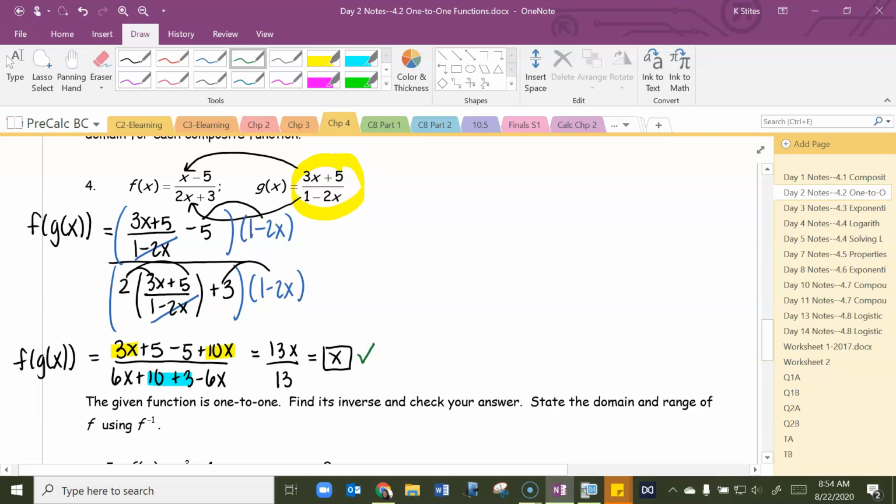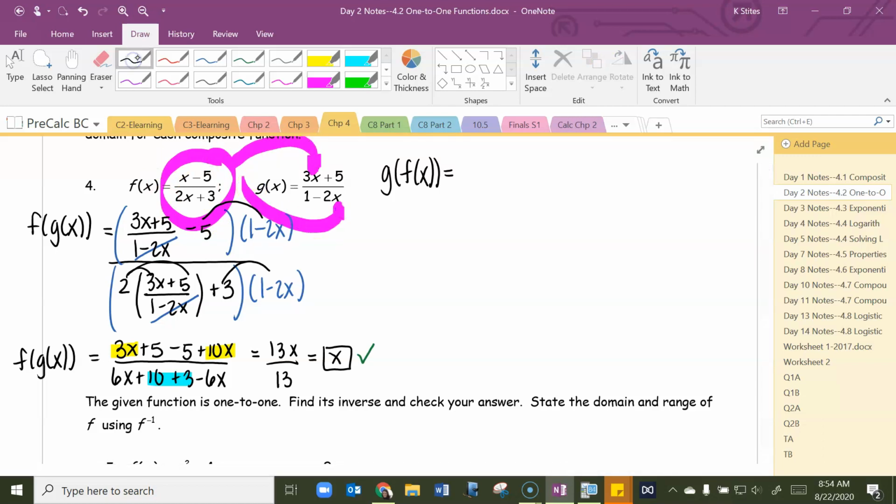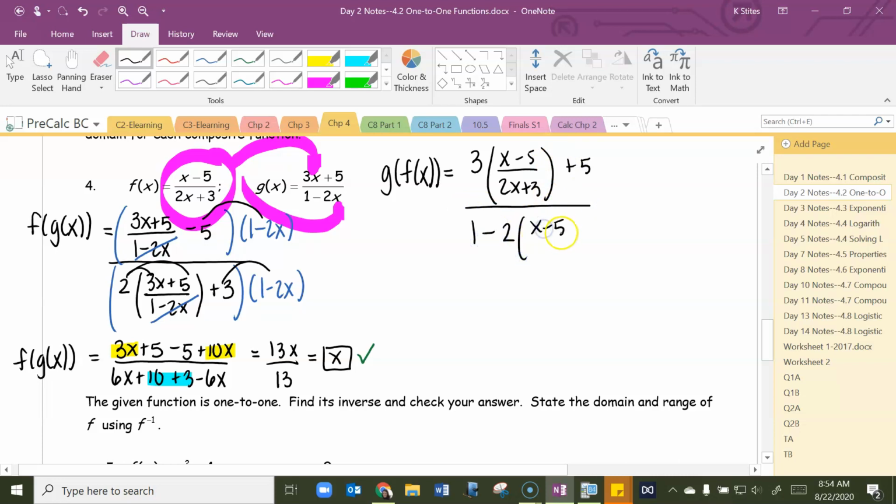All right, so now let's try it the other way, because we get to do this a second time. g of f of x, and we are just going to use the same strategy. This guy is going there and there. So I have 3 times (x minus 5 over 2x plus 3) plus 5 over 1 minus 2 times (x minus 5 over 2x plus 3).